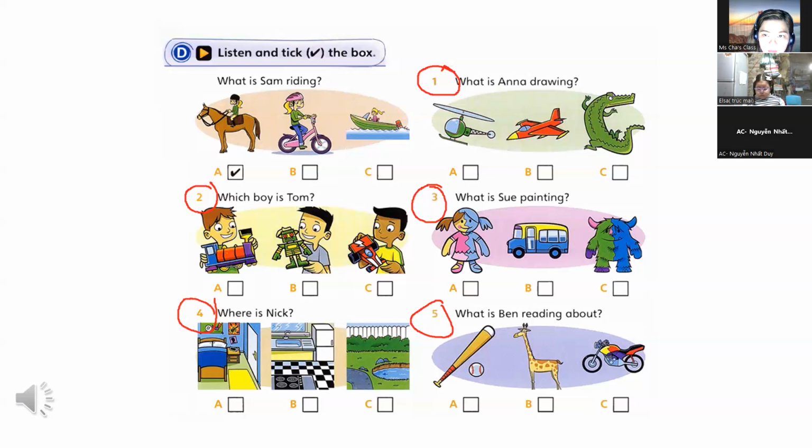2. Which boy is Tom? There's my brother. His name's Tom. The boy with the toy car. That's right. Tom doesn't like playing with trains. Do you? No, I like playing with robots.